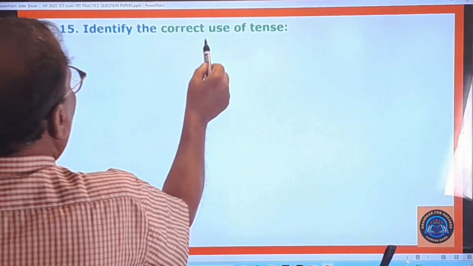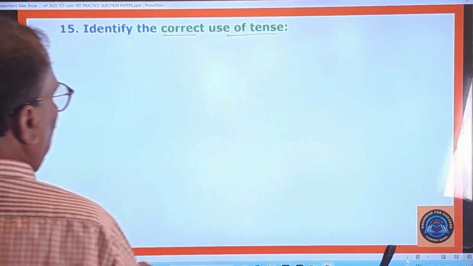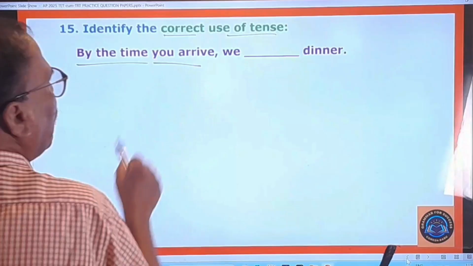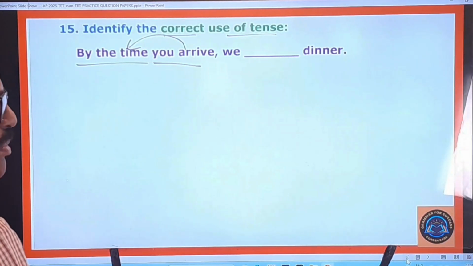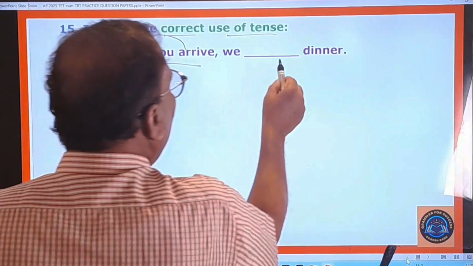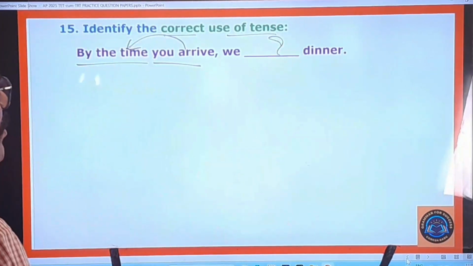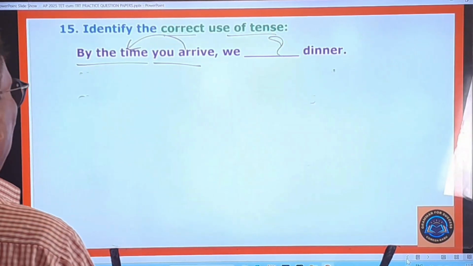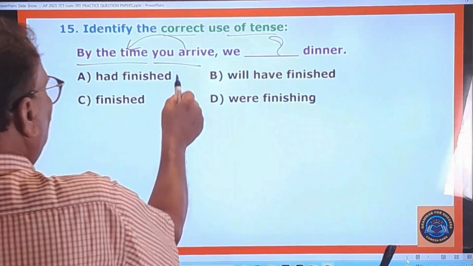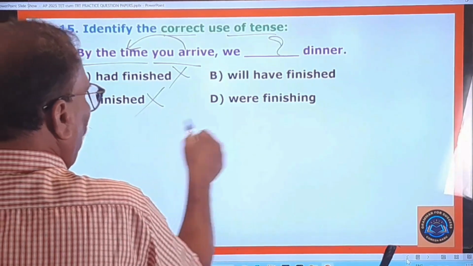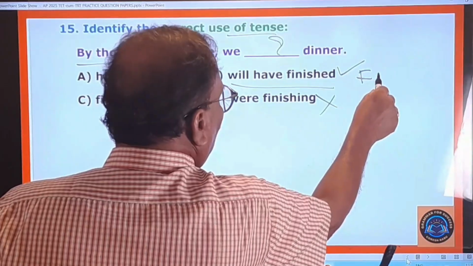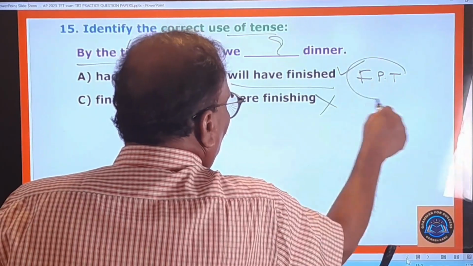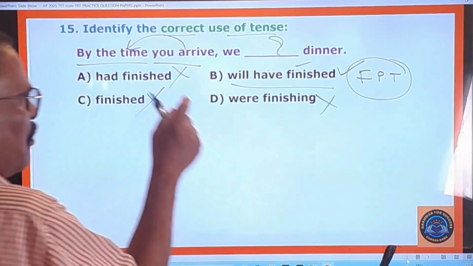15th question. Identify the correct use of tense. By the time you arrive, నీవు వచ్చేసరికి. By the time you arrive means నీవు వచ్చేసరికి, we dash dinner. What is to be used in that blank? And here you pay attention. Had finished? No. Finished? No. Were finishing? No. But will have finished. Future perfect tense. So future perfect tense must be used there.